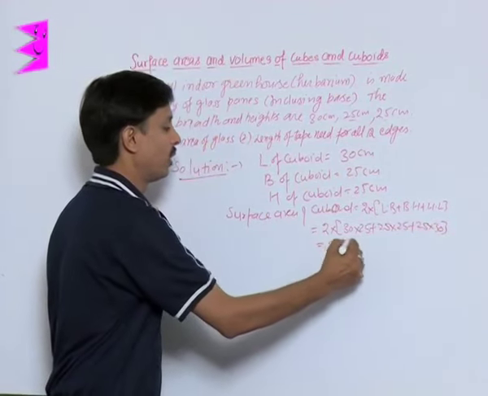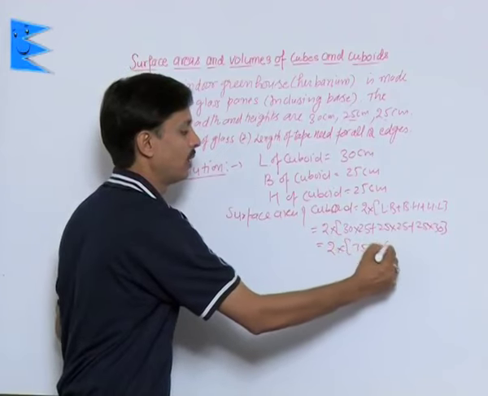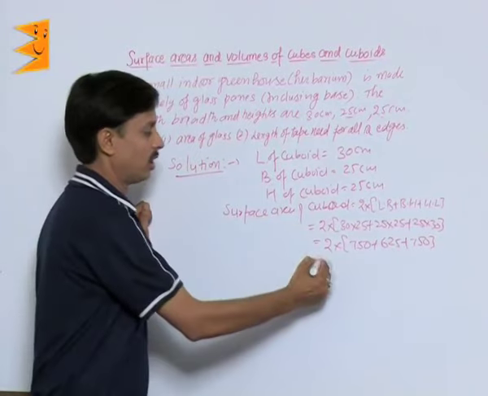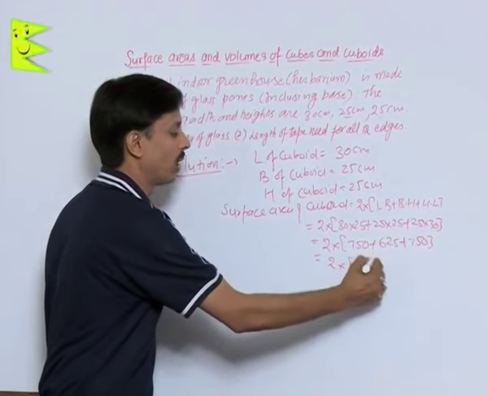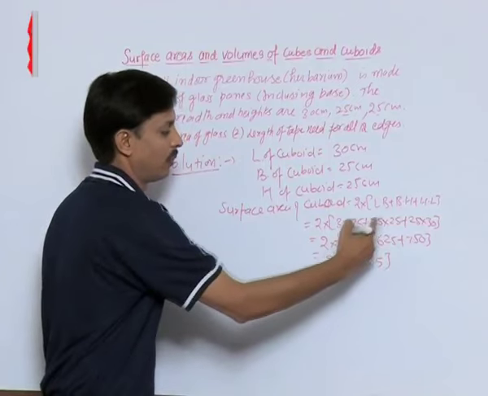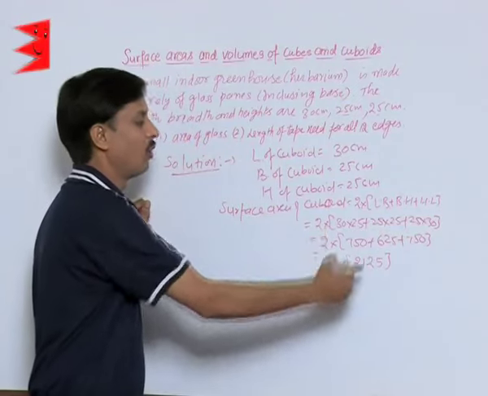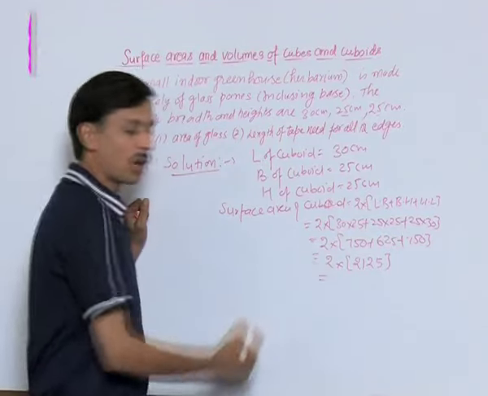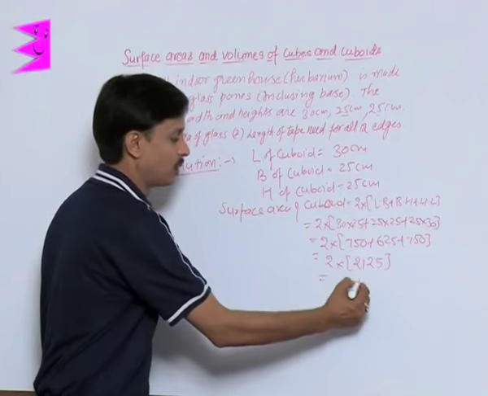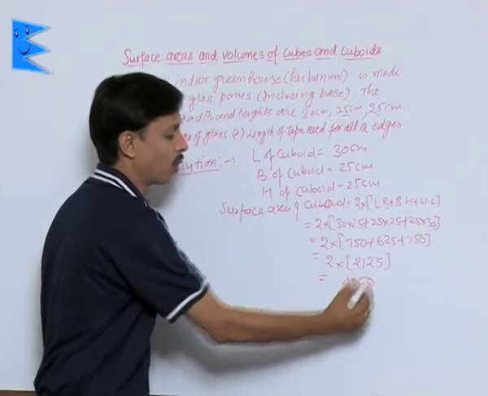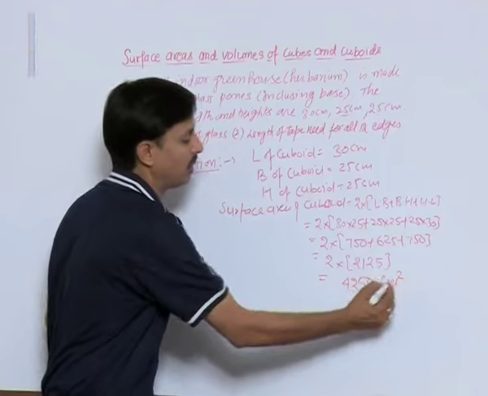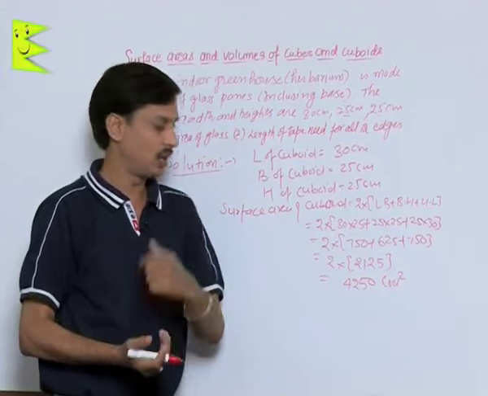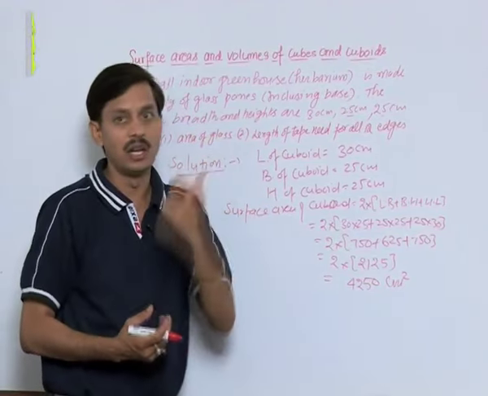So this becomes 2 into (750 plus 625 plus 750). This becomes 2 into 2125. The addition of 750 plus 750 is 1500, and 1500 plus 625 becomes 2125. This product comes out to be 4250 centimeter square, which is the total area of the glass required to make this cuboidal herbarium.